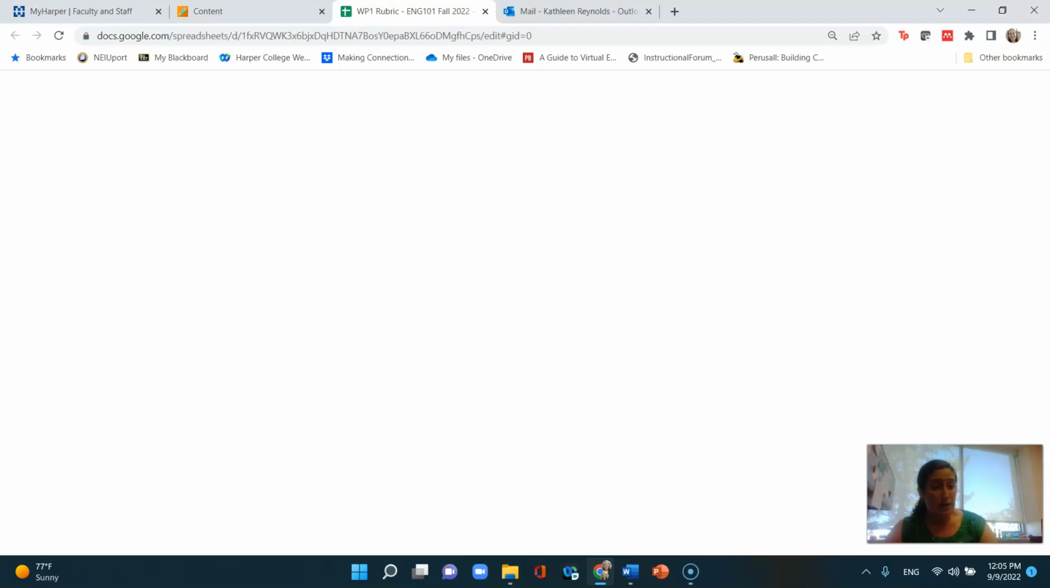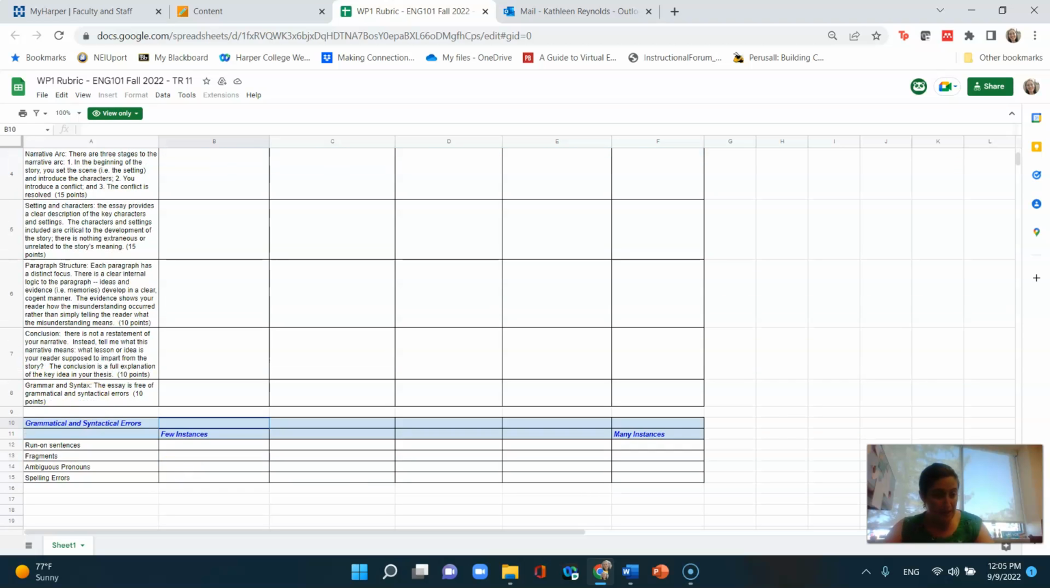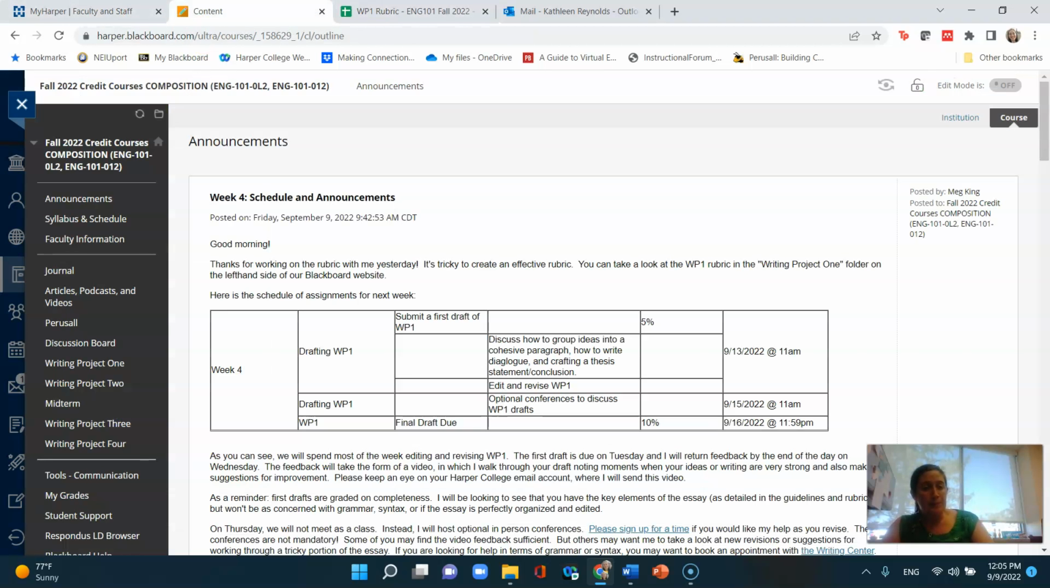So those are all parts of the rubric that you're going to be using to get graded, the thesis, the paragraphs, and the conclusion. But as you know, there's also a part of the rubric that is going to be about grammar and syntax, especially run-ons, fragments, ambiguous pronouns, and spelling errors. So in my class, on Tuesday, we will be working on all of these, especially on these points. Okay, so hopefully that will be helpful to you.